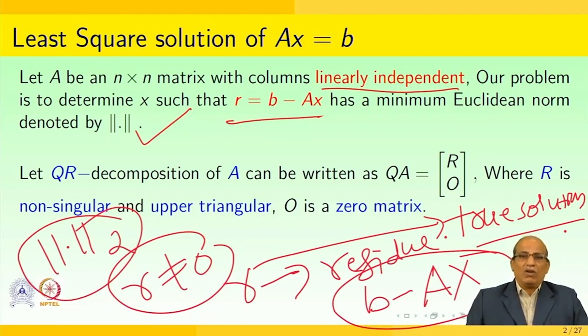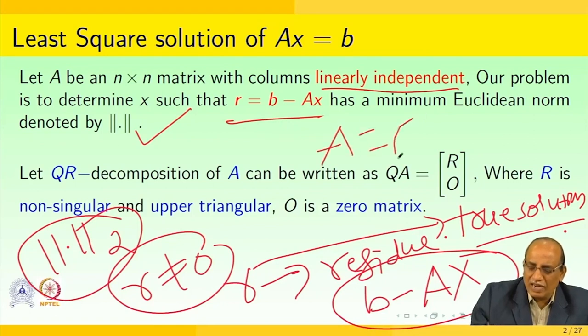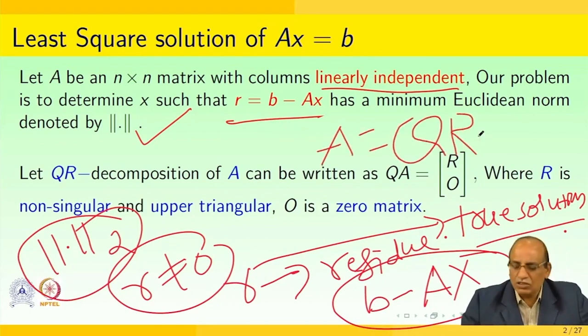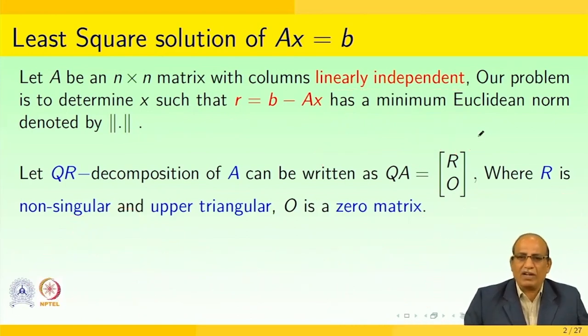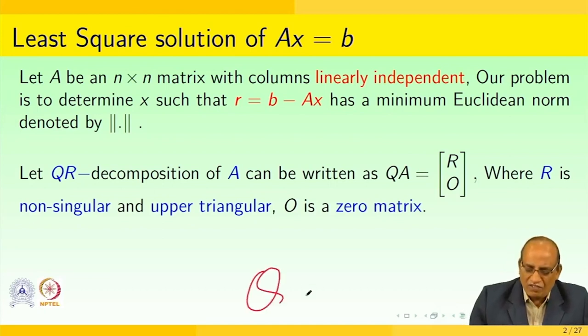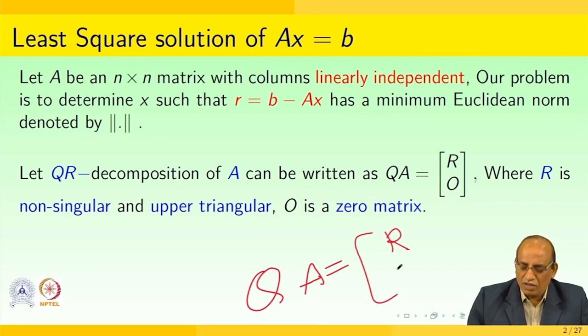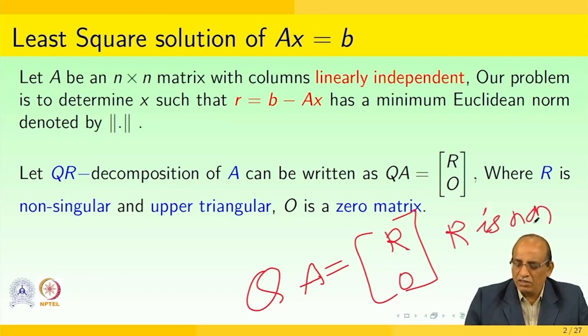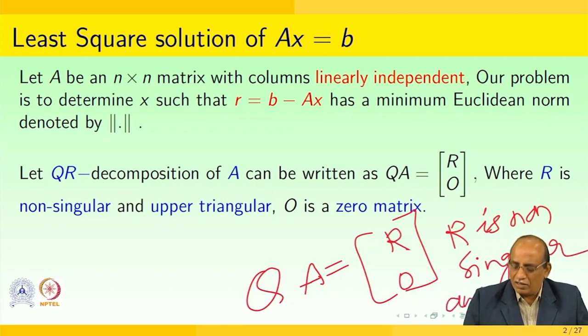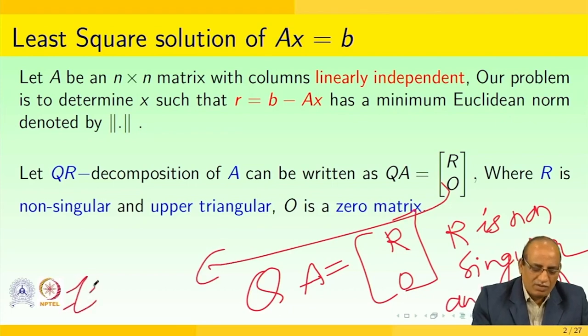Well, now let us take the QR decomposition of A, as we already have seen. The coefficient matrix A can be written in terms of two matrices, Q and R. R is the upper triangular matrix, Q is the orthogonal matrix, which we have seen. So QA can be written as R over 0, where R is non-singular and upper triangular, and 0 is a zero matrix.